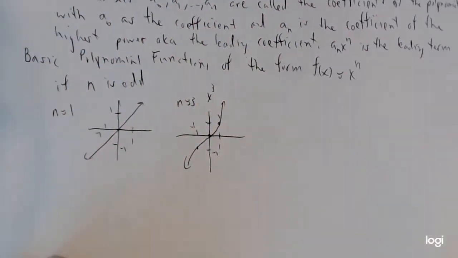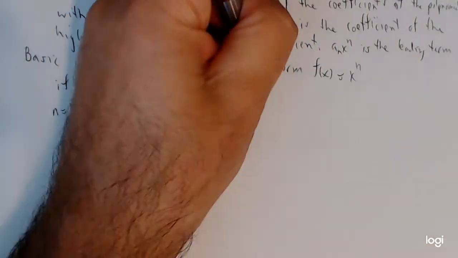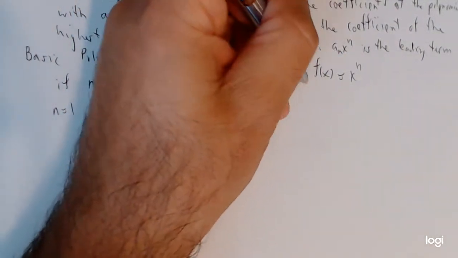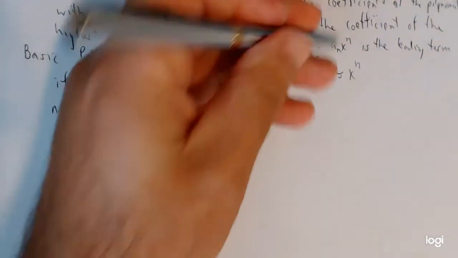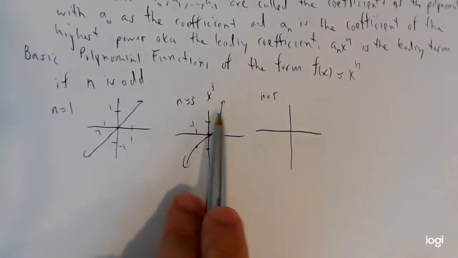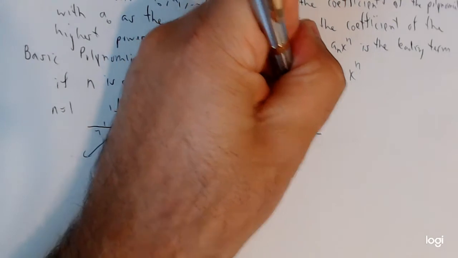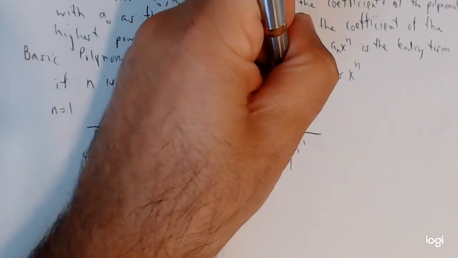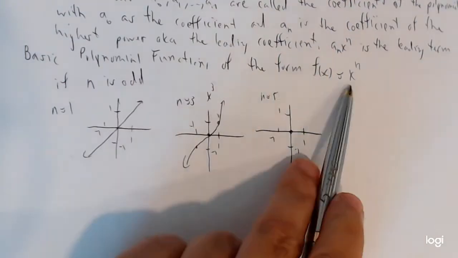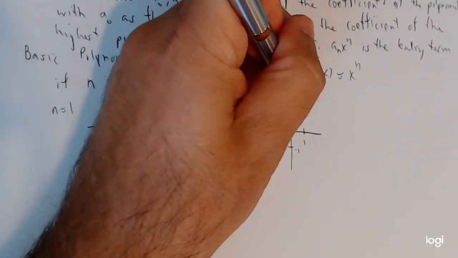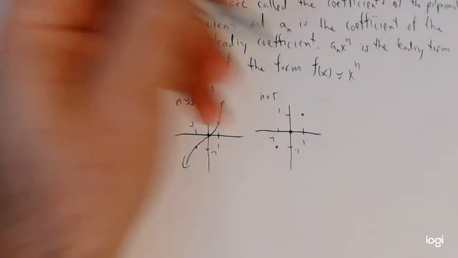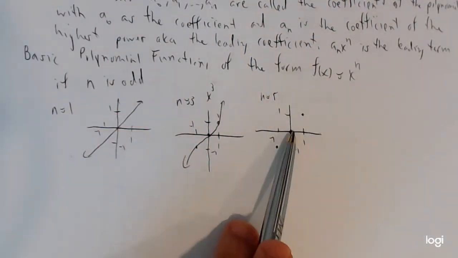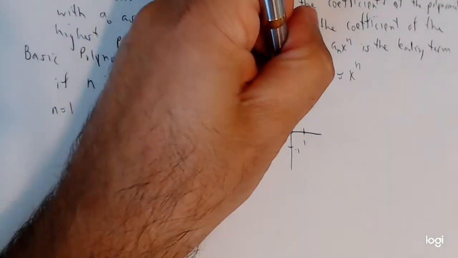Okay? Now, here's what I want to point out. If n is 5, this would be x to the power of 5, the graph of x to the power of 5 is identical to x to the power of 3, except for one comment I want to make here. Notice how at x is 0, it'll still be 0. At x is 1, it'll still be 1. At x is negative 1, it'll still be negative 1. However, between 0 and 1, this is going to be flatter.